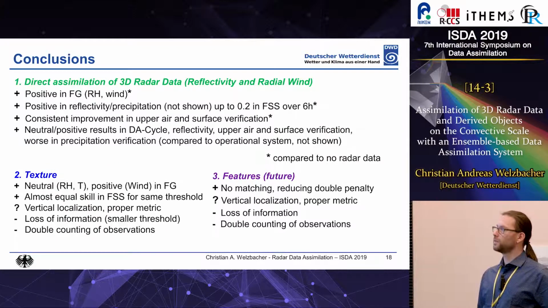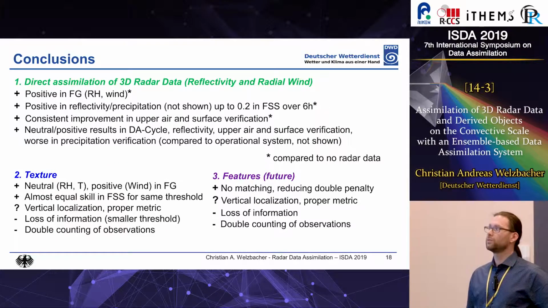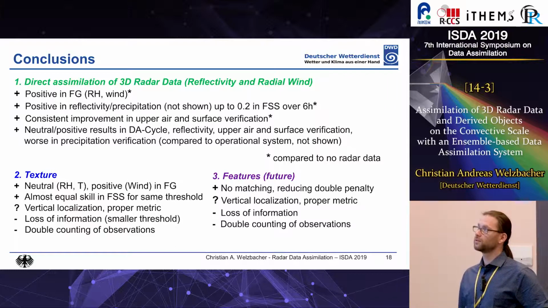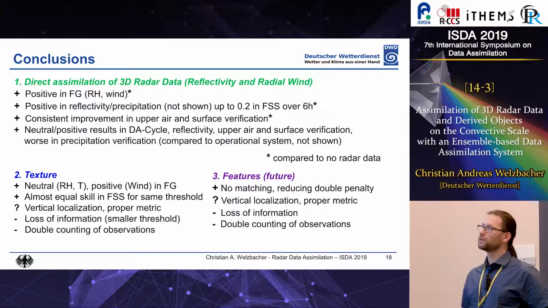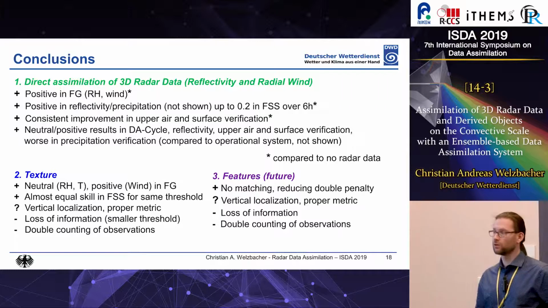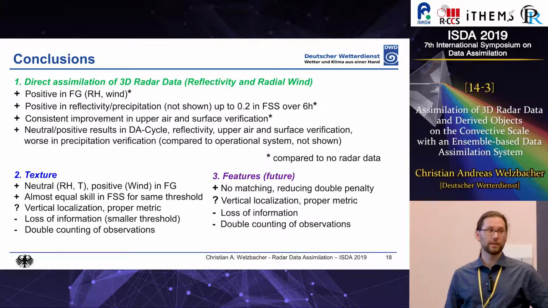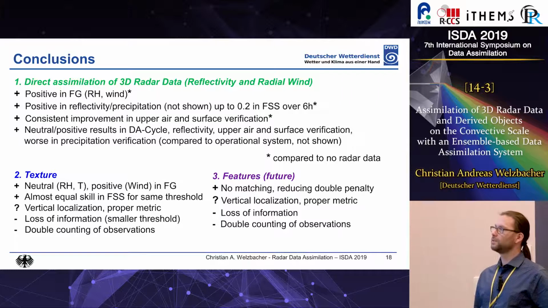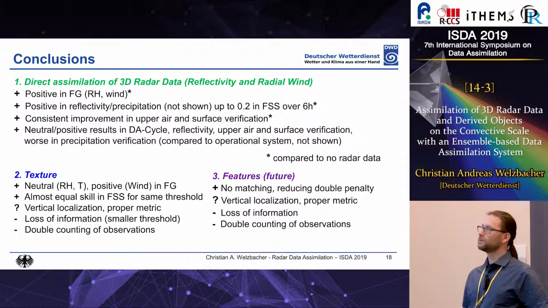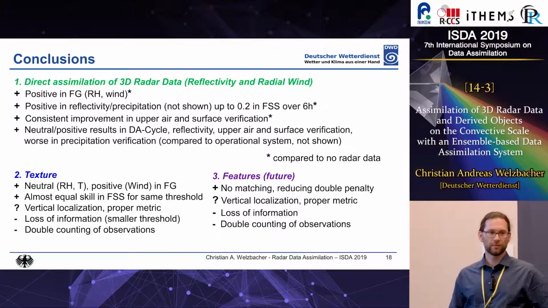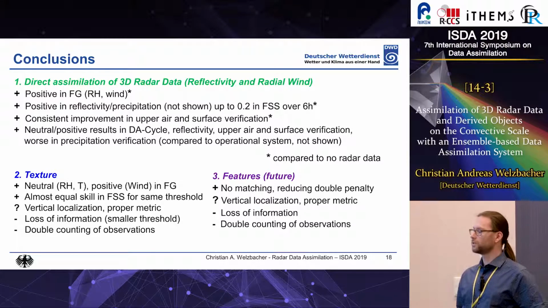For the conclusions, it's basically all I said for now. We see a big positive impact of the 3D radar data assimilation compared to no radar data assimilation. And I didn't show it, but it's the same in the precipitation verification in this case. And if I compare against the operational system, the results are, of course, not so good, because we assimilate via the latent heat nudging reflectivity, or at least radar data in this sense. It's comparable, but not as good. I still have to work a little bit to beat the operational system.